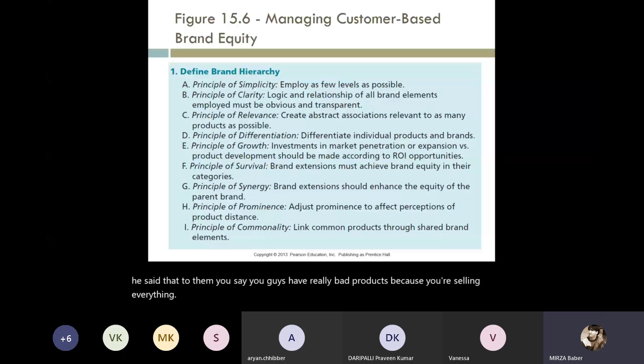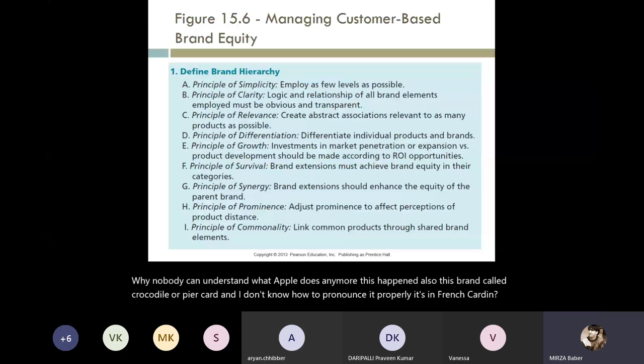This also happened to a brand called Pierre Cardin. I don't know how to pronounce it properly, it's in French. It just kept on increasing its product lines, and it lost the value of what it was truly offering.